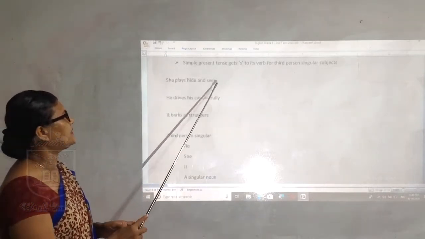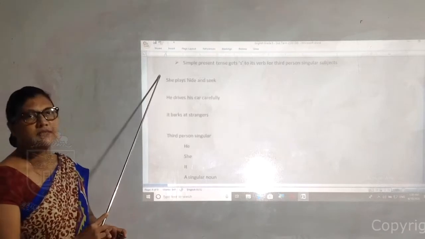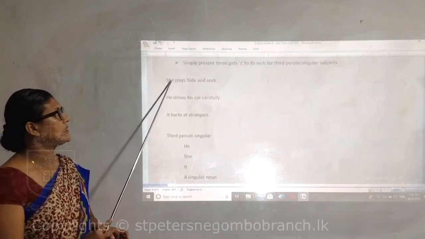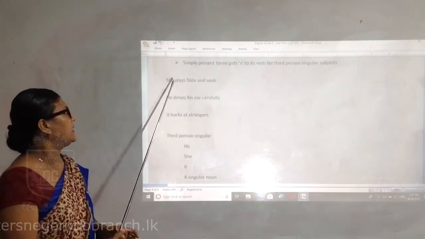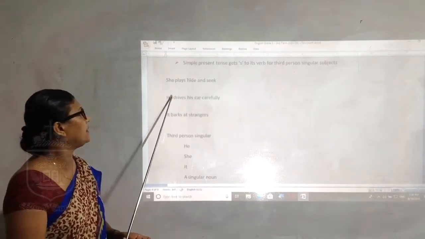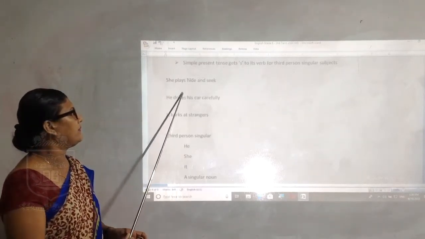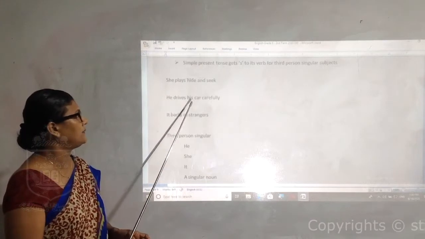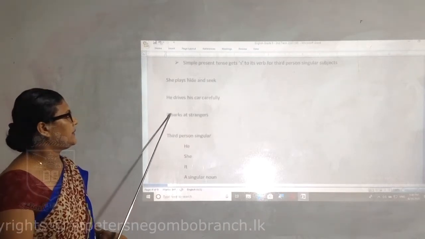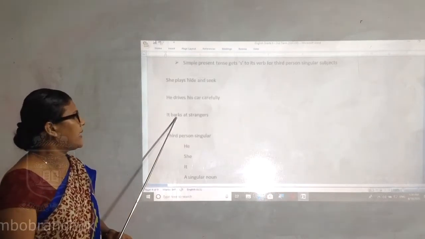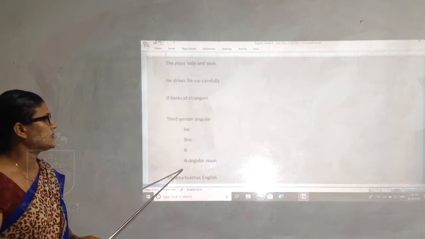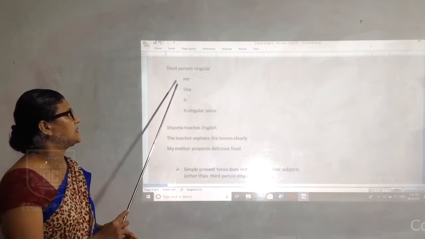She plays hide and seek. You can see the subject is third person singular here, she. So the verb has got S. So this is a simple present tense sentence. He drives his car carefully. He, third person singular subject. The verb has got S. It barks at strangers. It, third person singular subject. The verb has got S. So these are the third person singular subjects for present tense.